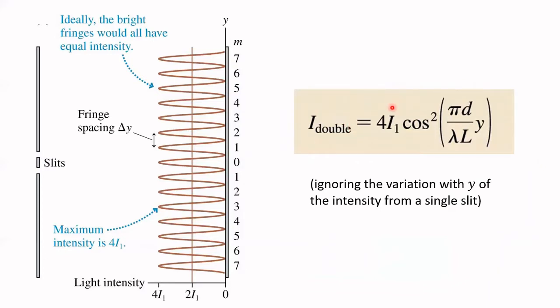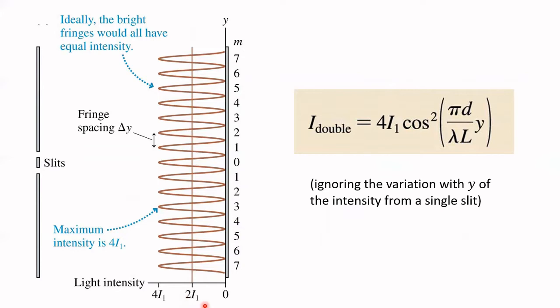I1, it's important to clarify terms here. I1 is the intensity which would be incident upon the screen everywhere due to a single slit. So if we only had one slit being illuminated by this laser beam, let's say, then the intensity would be uniform across the screen and it would have a value I1. Also shown in the graphic here is the average intensity, which of course would be 2 times I1.